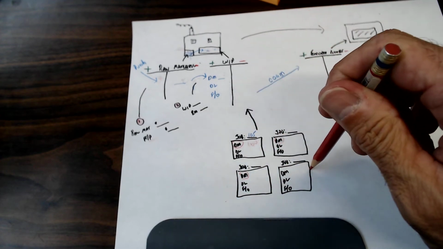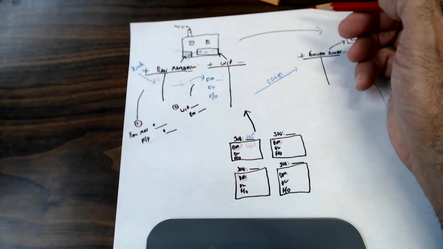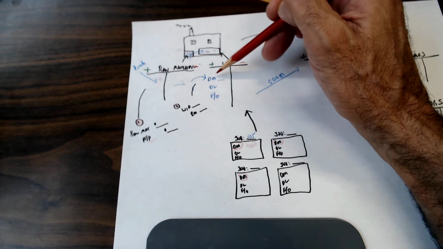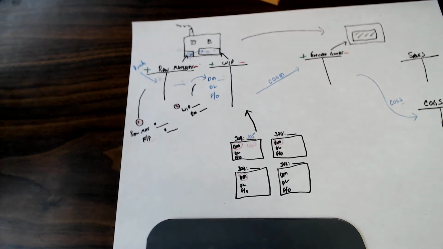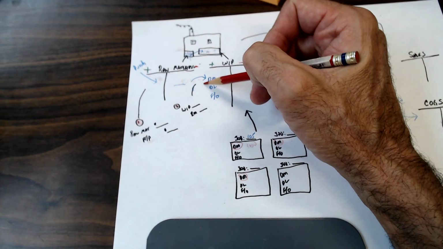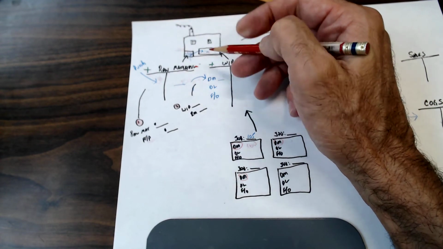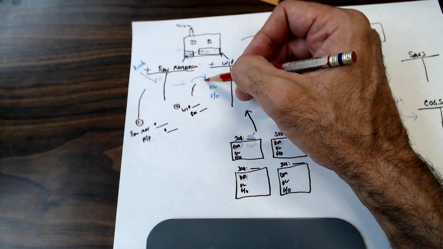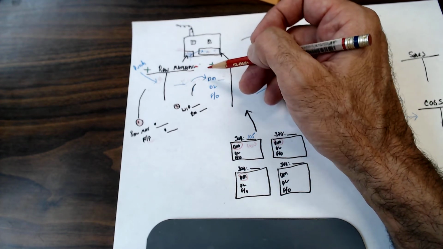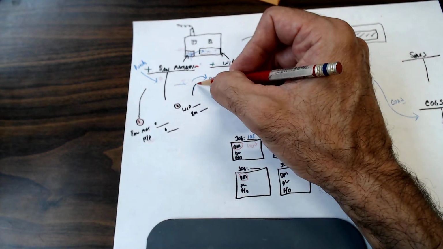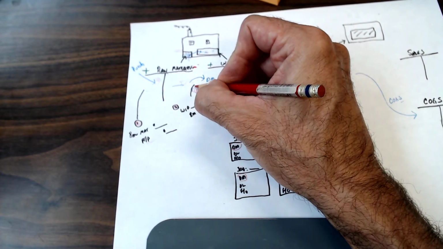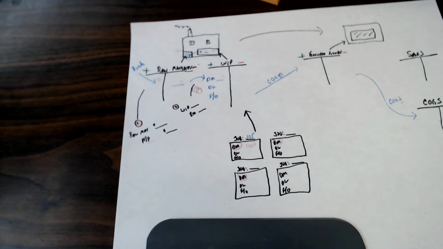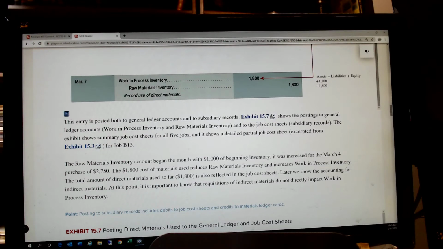These job cost sheets support the detail of work in process. Anytime I add a cost to work in process, I need to add it to the job cost sheets. Now, this may be done on a daily basis. If we're on a computer system, the material requisition may be done immediately, or I may wait till the end of the month and just get a stack of these requisition slips and make the entry all at one time. And that's kind of what they showed in the textbook, like this.